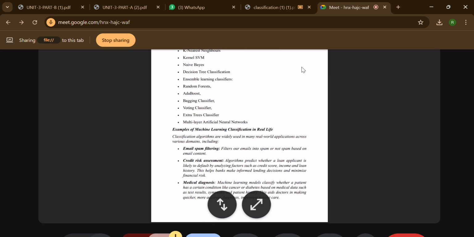Let's see some real-time examples of classification in machine learning. Classification is used everywhere around us. Some real-world applications include email spam detection, credit risk prediction, medical diagnosis, image classification for security and autonomous vehicles, sentiment analysis, fraud detection, recommendation systems like Netflix and Amazon.